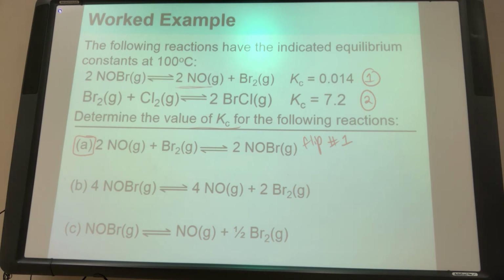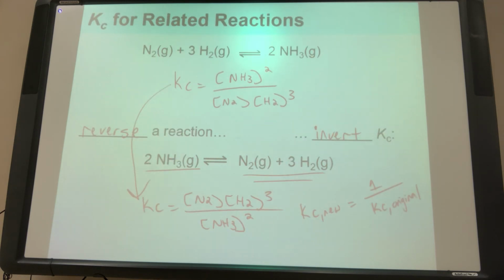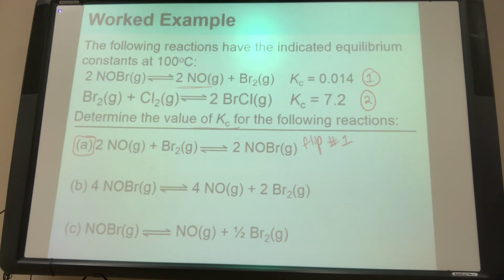So if I flip the equation, what do we say my rule was? So let's go back. If I reverse the reaction, then my KC is 1 over the new KC. Okay, so I'm going to flip it. This one's reversed. So KC for equation A is equal to 1 over the KC for number 1. So my KC that I'm trying to find for equation A is 1 over this KC, 0.014. When you do that math, you get 71.43. That's my KC.